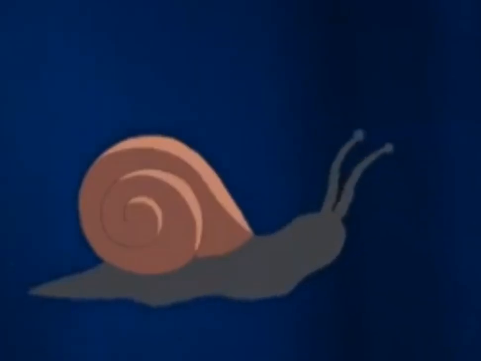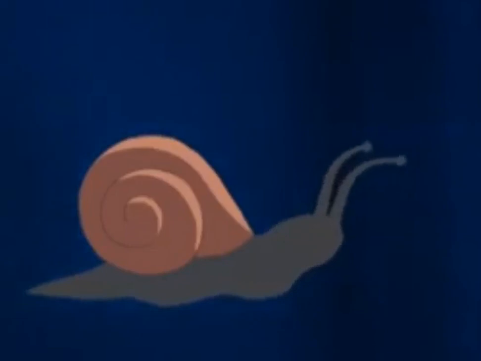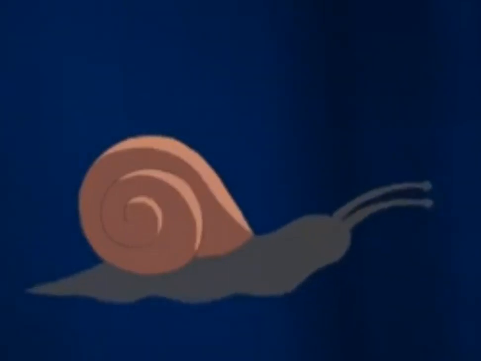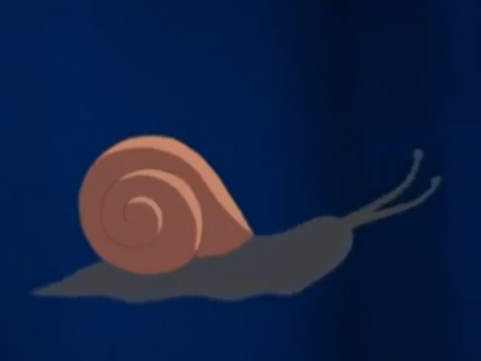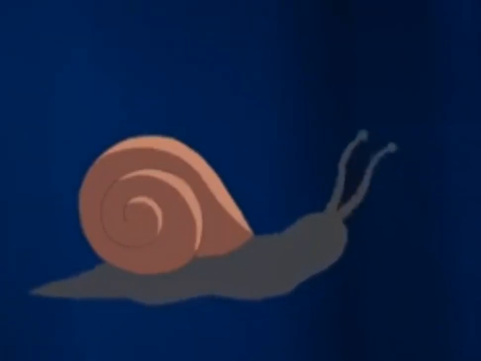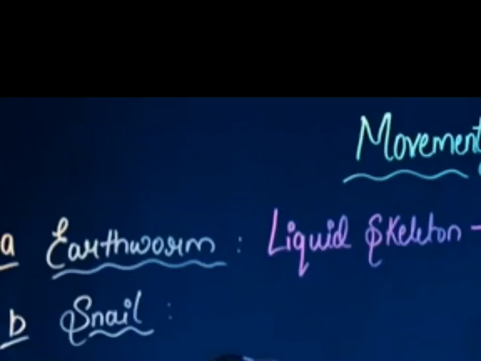Snails, if you observe carefully, you will see that they have some spiral structure on the top of them, and this is what you call a shell. So this shell which is present outside the snail's body is what you call an exoskeleton. So we'll say that a snail has an exoskeleton because it is present outside the body.